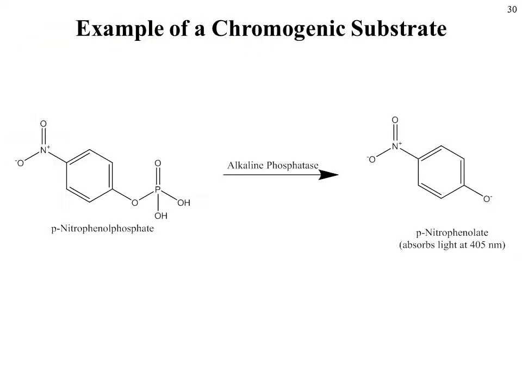Below you see an example of a chromogenic substrate for alkaline phosphatase. Alkaline phosphatase is an enzyme that's frequently used in ELISA assays to turn a substrate into a colored product. Para-nitrophenyl phosphate, the substrate, is non-colored, while the product, para-nitrophenolate, is colored due to the conjugation with the para-nitro group.